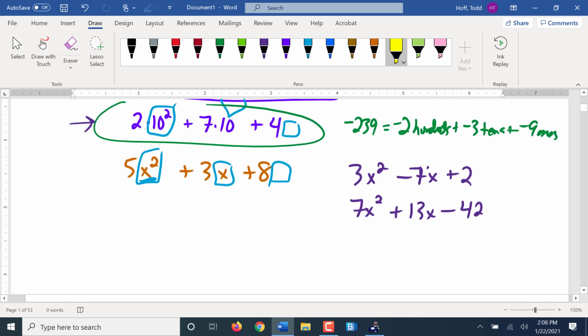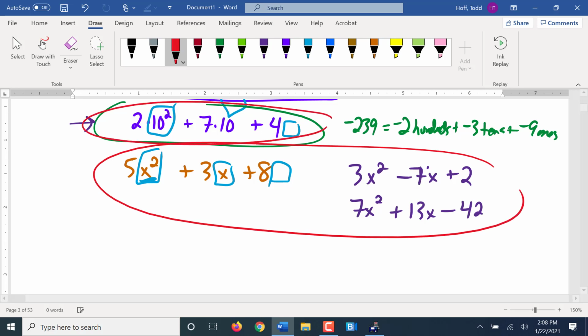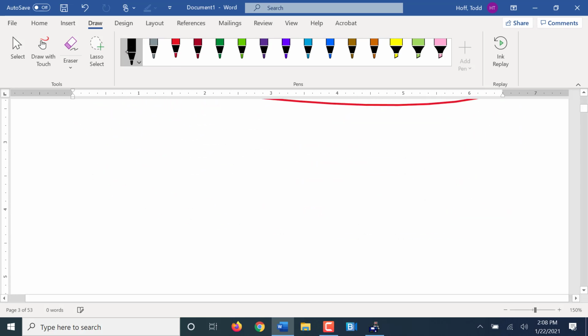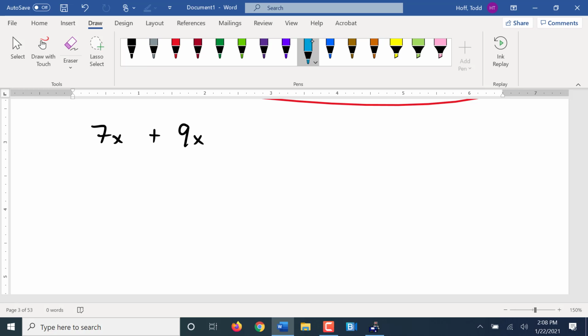Well, with this parallel between our algebraic numbers and our whole numbers, we can look at how we can combine our algebraic numbers. First of all, something like 7x plus 9x, if I combine those, what do I get? 16x. I combine the counts, 7 plus 9 is 16, and I keep the same name of x. What if I have 3x plus 11y?